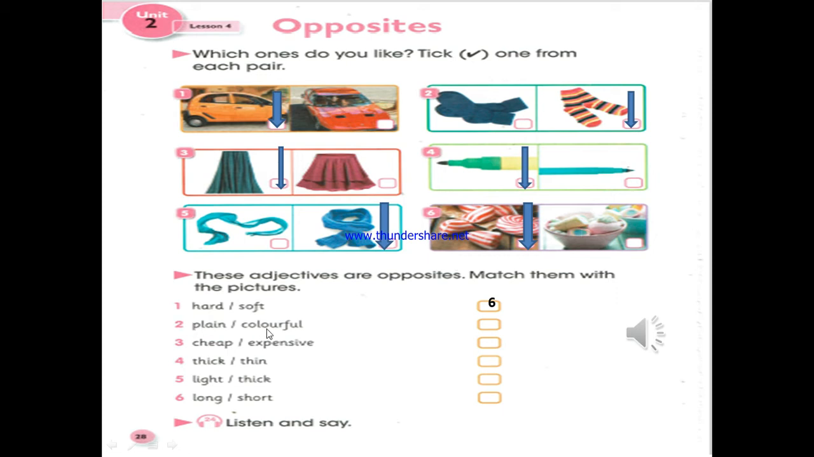Two, plain, colorful. Plain, غير ملون. Colorful ملون. أعيد. Plain غير ملون. Colorful ملون. What did you think is plain and colorful? I think number two, the socks. This one is plain and this one is colorful. Did you think with me? Did you write? Good. It's two.